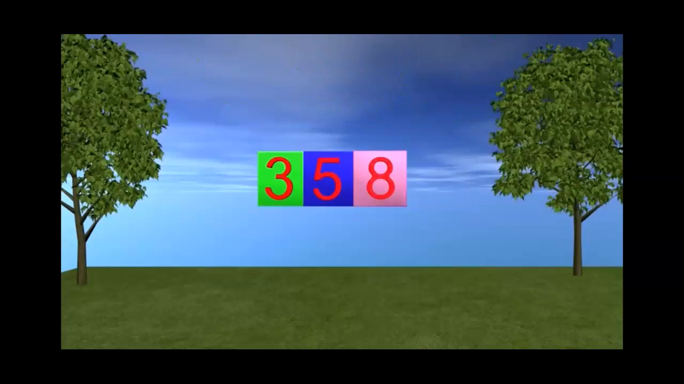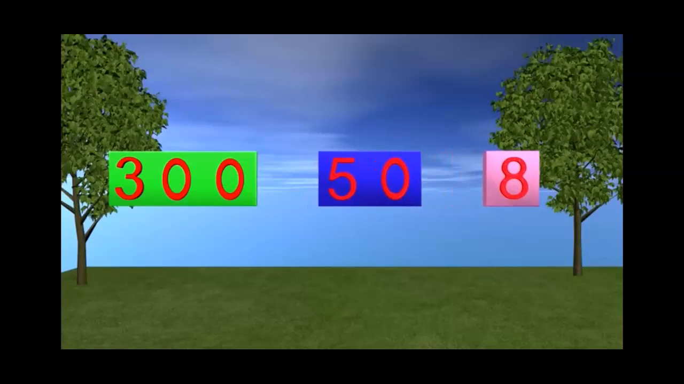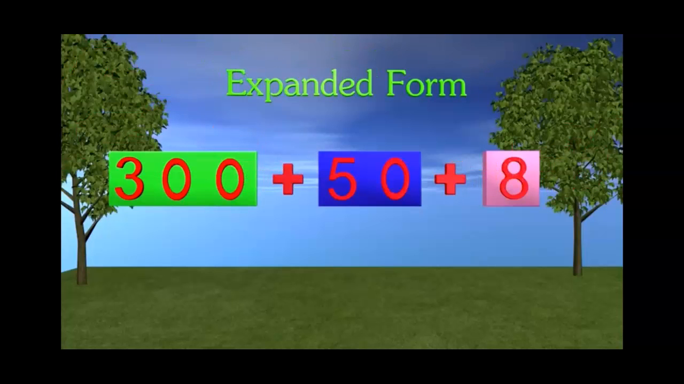If we were asked to put this number in expanded form, the first thing we need to know is how much are each of these digits worth. The 3 in this number is in the hundreds place, so the 3 is worth 300. Now we have the 5. The 5 in this number is worth 50 because it is in the tens place. The 8 in this number is only worth 8 because it is in the ones place. So if we were to write the number 358 in expanded form, we would have 300 plus 50 plus 8.